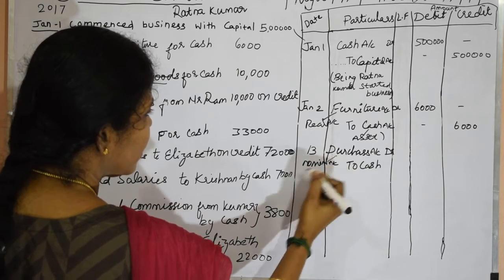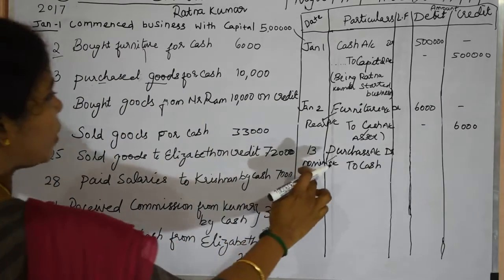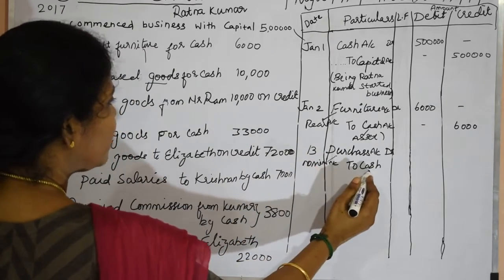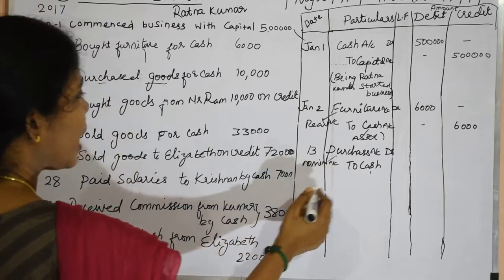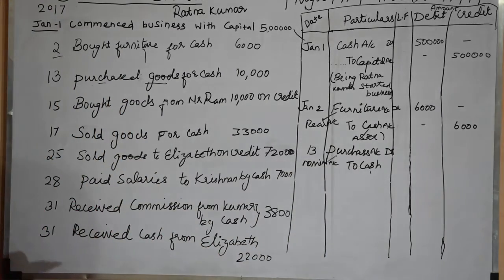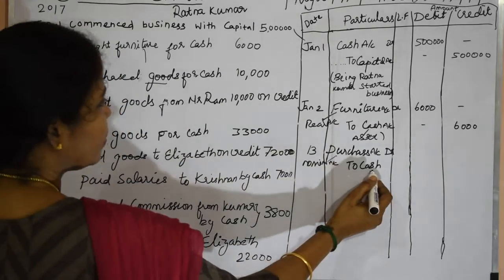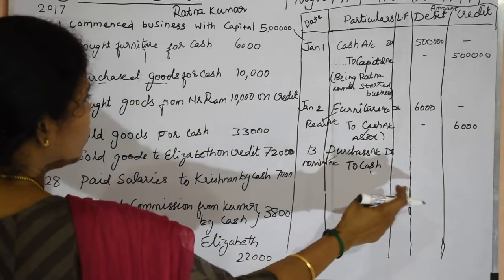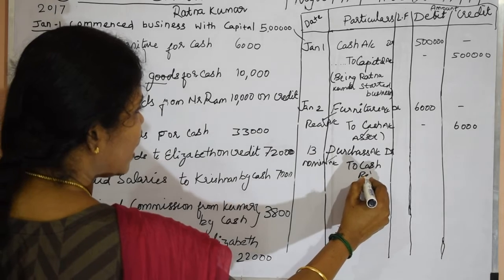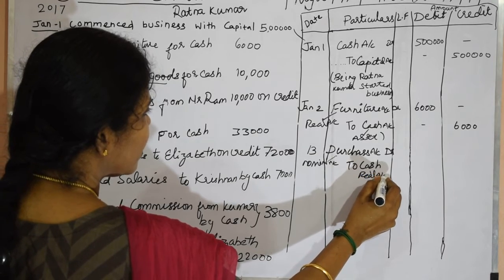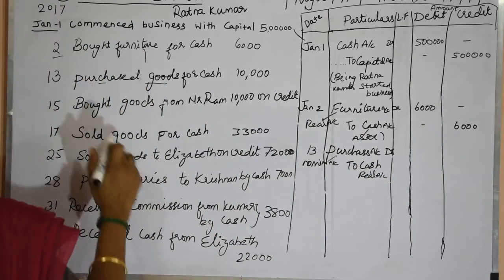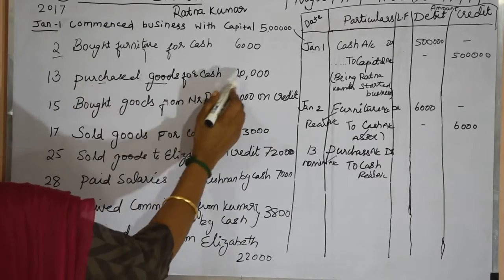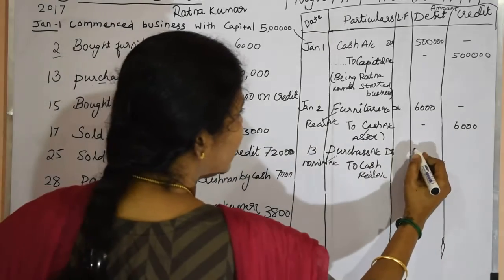This is rough work. There is no space, so I am writing here nominal account. Cash is the real account, so the rule is credit what goes out. Cash is going out, because for purchasing the goods we are paying cash. The rule of the real account is credit what goes out. So the amount for the purchase of goods is 10,000. Enter 10,000 here.